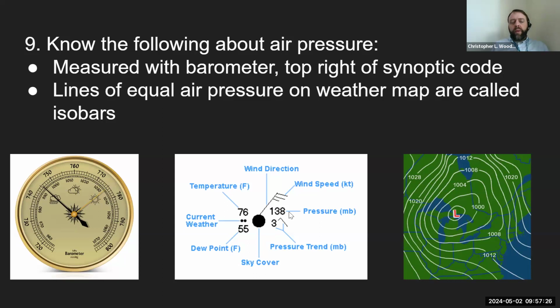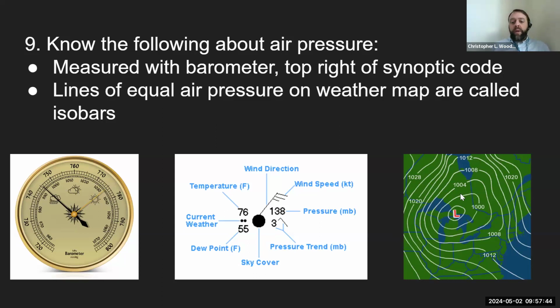The basic rule is if it's less than 500, then you would add a 10. If it's more than 500, you add a 9 in front. So for example, 138, it's less than 500, put a 10 in front, decimal at the end, it's 1013.8.